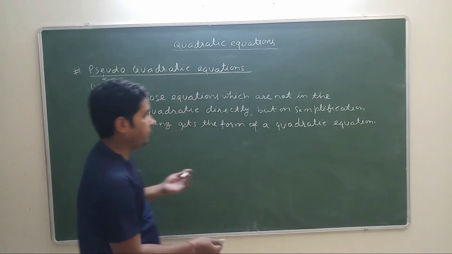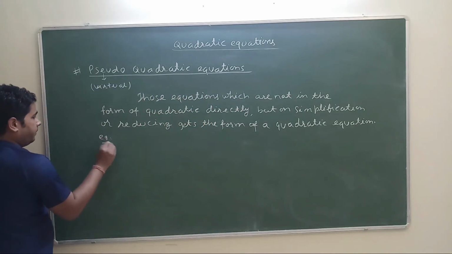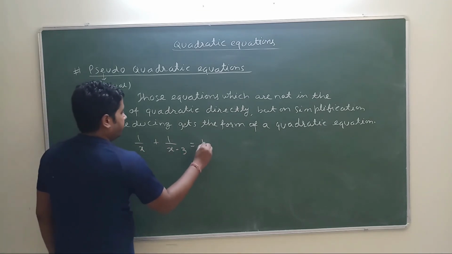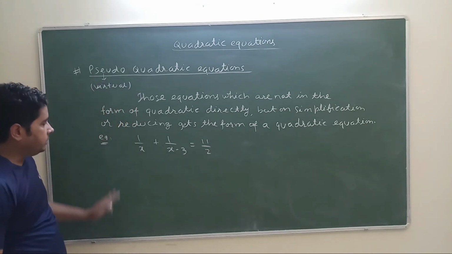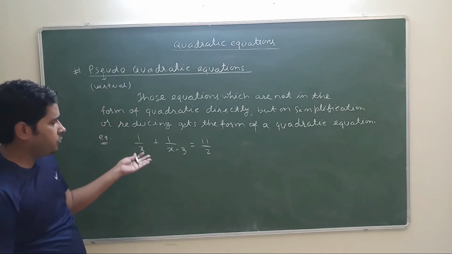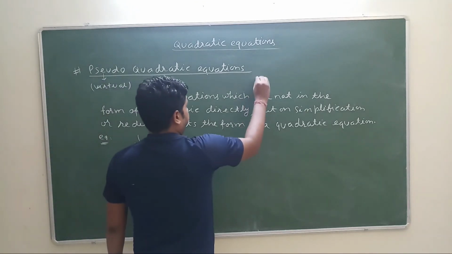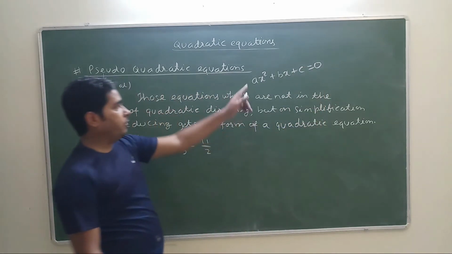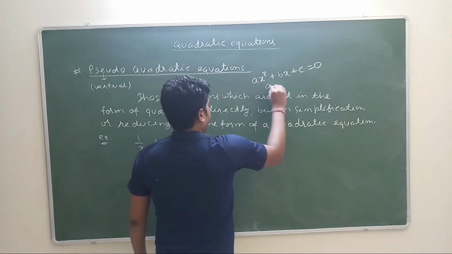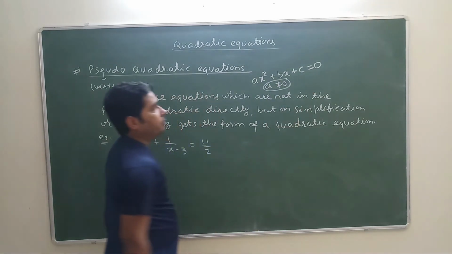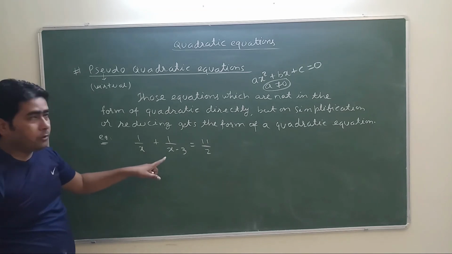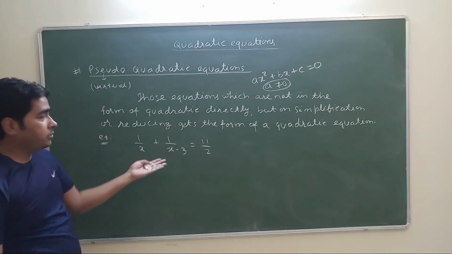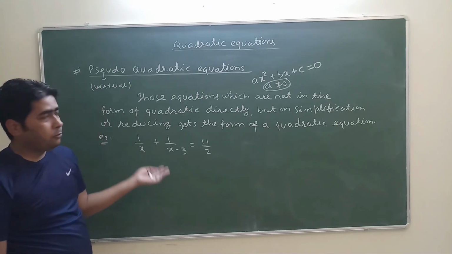Let me show an example. For example, if I write 1 by x plus 1 upon x minus 3 is equal to 11 by 2. Just by seeing this, you cannot say this is quadratic, because the quadratic which we know is always in the form of this. This is the form of quadratic in which a is not equal to 0. This is the general form of a quadratic equation. If I tell you this is also quadratic, you will say how this is quadratic, because we cannot see any degree 2 term here.